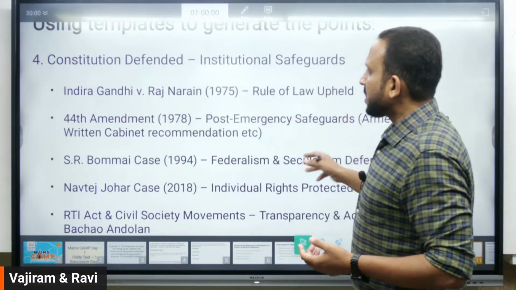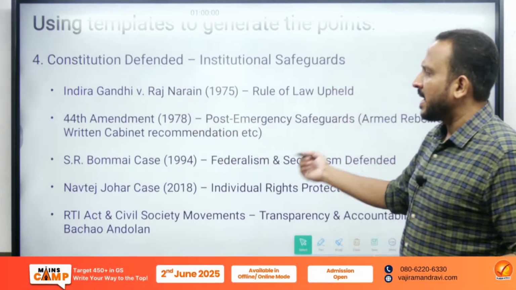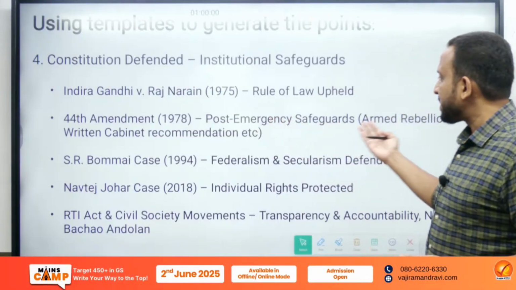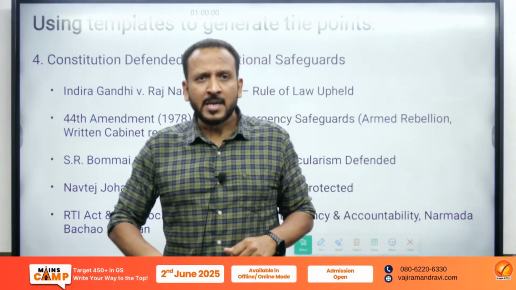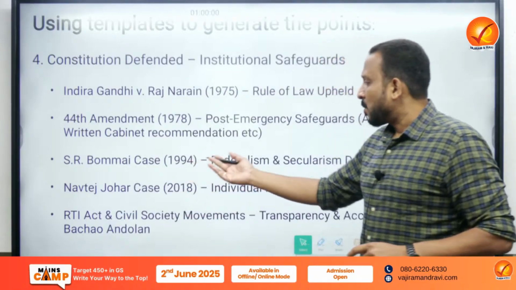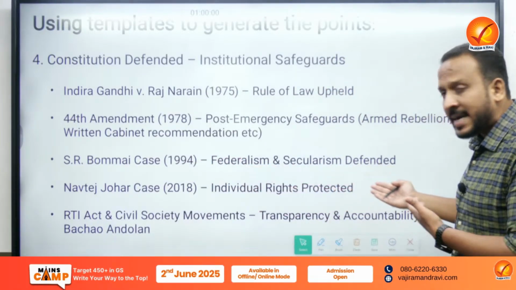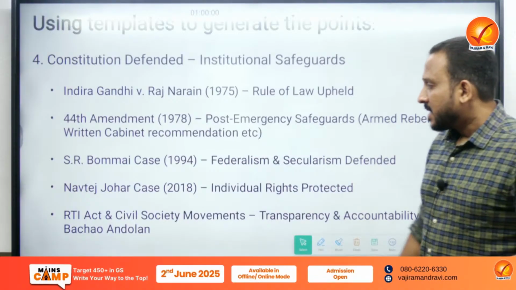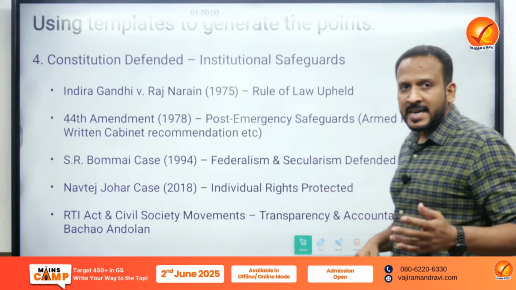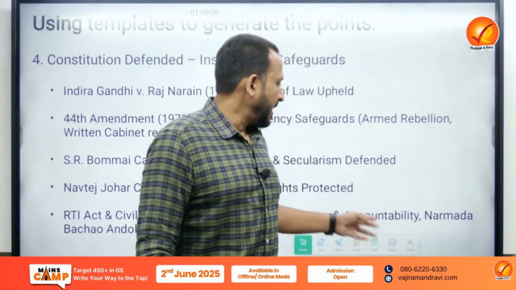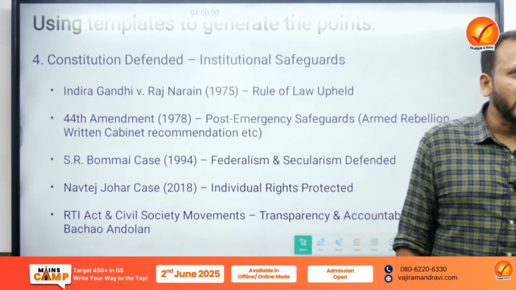Then the third is, for example, the Indira Gandhi v. Raj Narayan case, where the rule of law was upheld, and the 44th Amendment Act with post-emergency safeguards, where a written cabinet recommendation was included for armed rebellion, right? Then the S.R. Bommai case, where federalism and secularism were defended. The Navtej Singh Johar case, where individual rights got protected. Then the RTI Act, a civil society movement for transparency and accountability. Then the Narmada Bachao Andolan, where environmental values were protected.